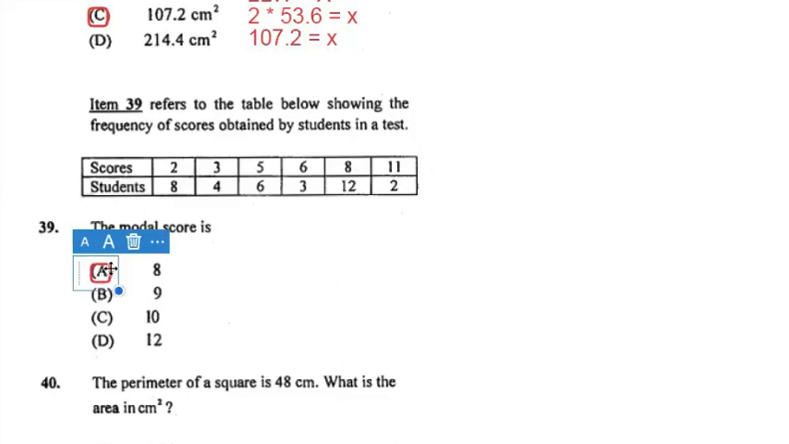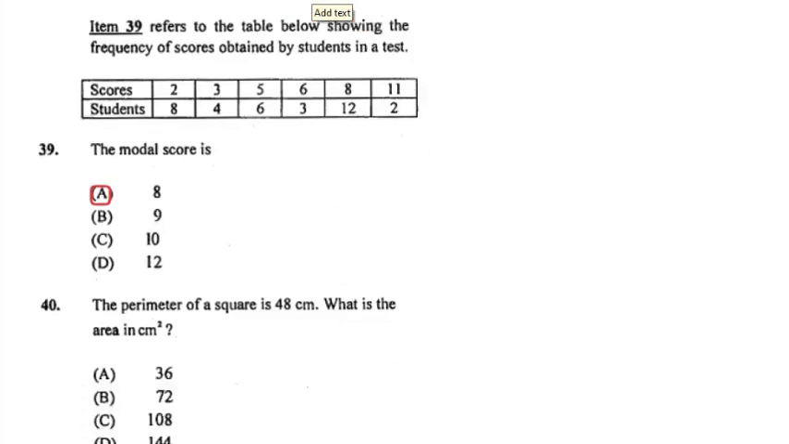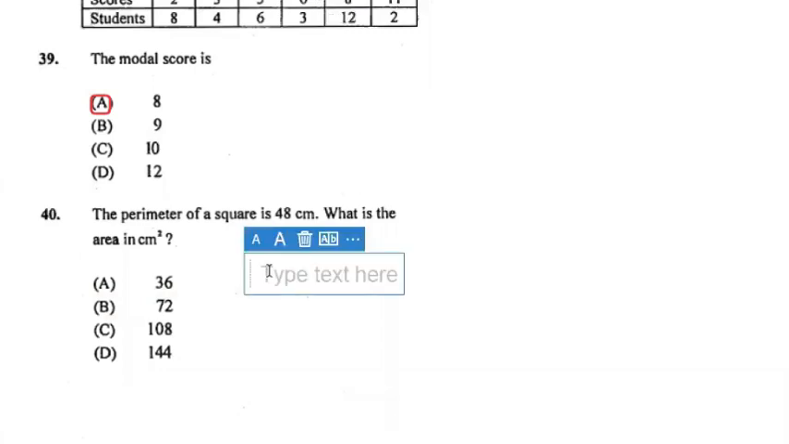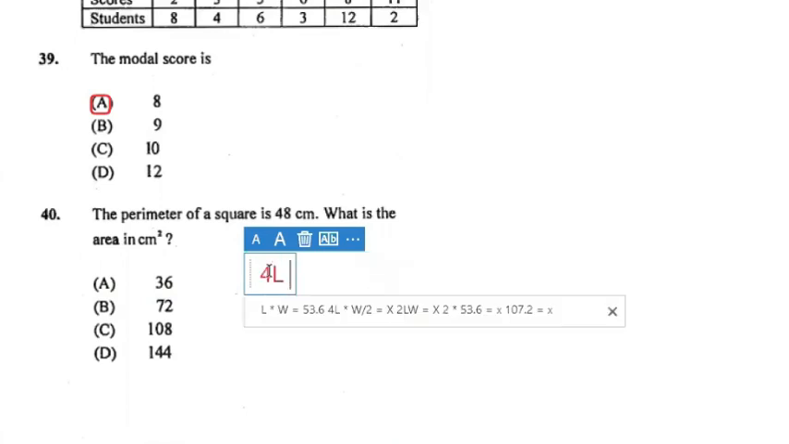And guys, remember how to find median, and also remember how to find mean, as these are similar topics to this. And we're now at question 40. The perimeter of a square is 48 centimeters. What is the area in centimeters squared? So if you remember the perimeter of a square, it would be side plus side plus side plus side, or 4 times L, which is 4 times the length, as all the sides of our square are the same. So let us just use 4 times the length is equal to 48 and solve for what the length is.